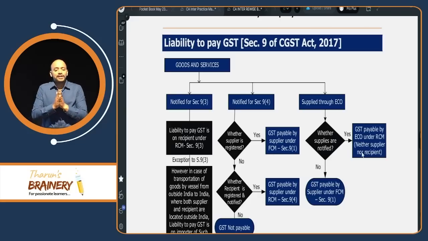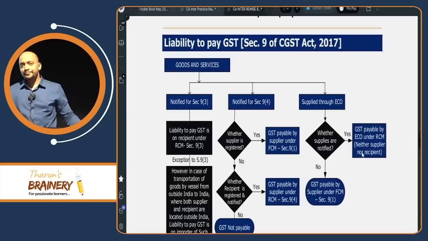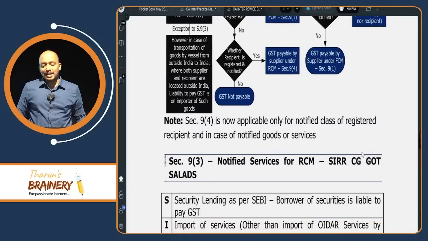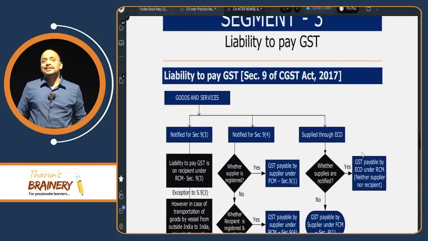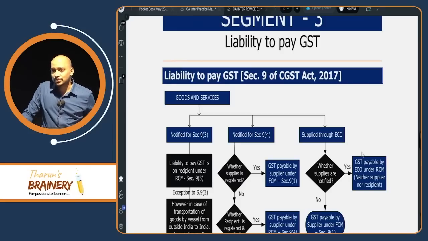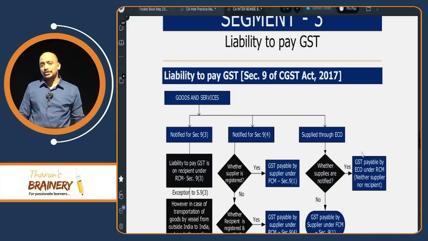Okay? So 9(1), 9(2) general rule, who will pay GST to whom? Supplier shall pay GST to government. 9(3), who will pay GST to government? Recipient. 9(4), who will pay GST to government? Recipient. 9(5), who will pay GST to government? E-commerce operator. And in case of 9(3), when will the recipient pay GST to government?